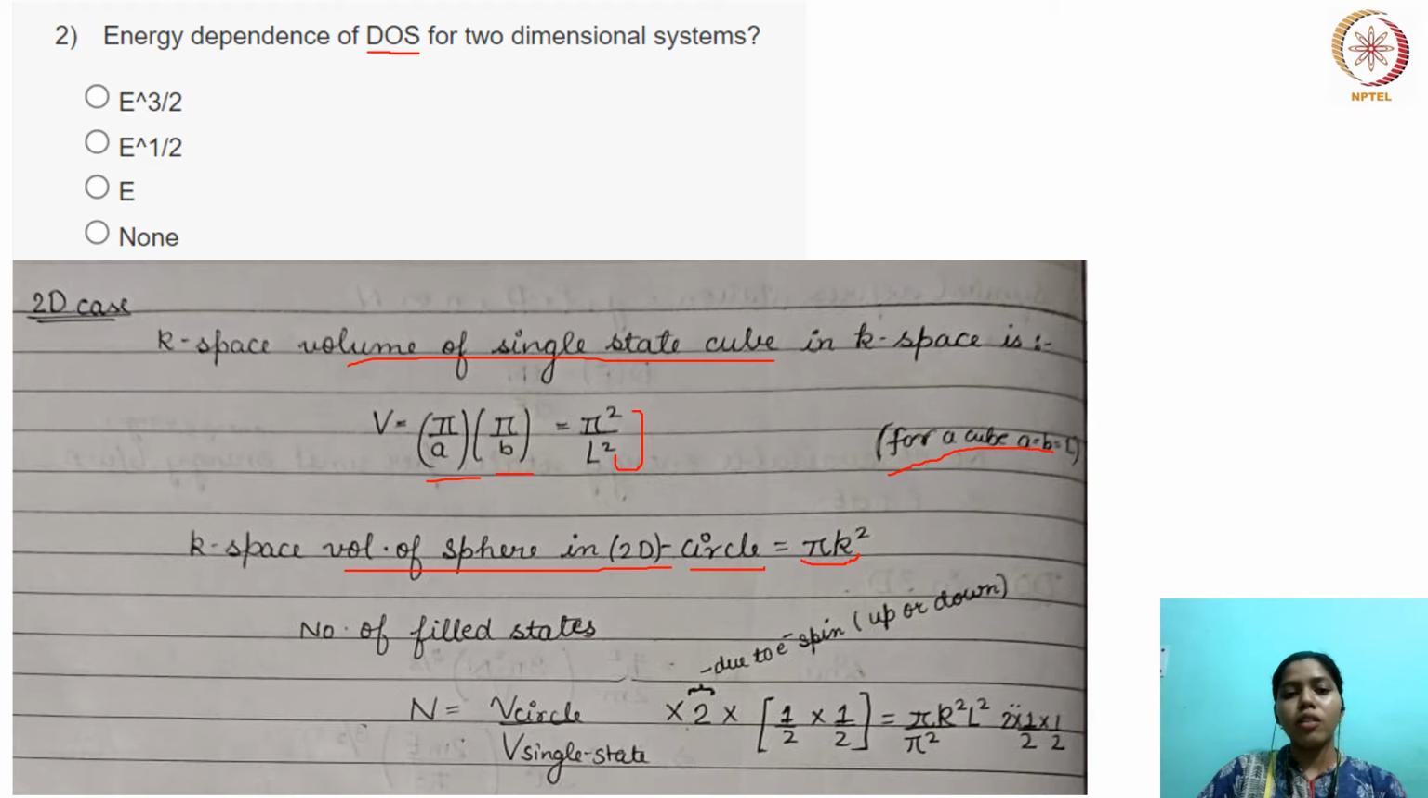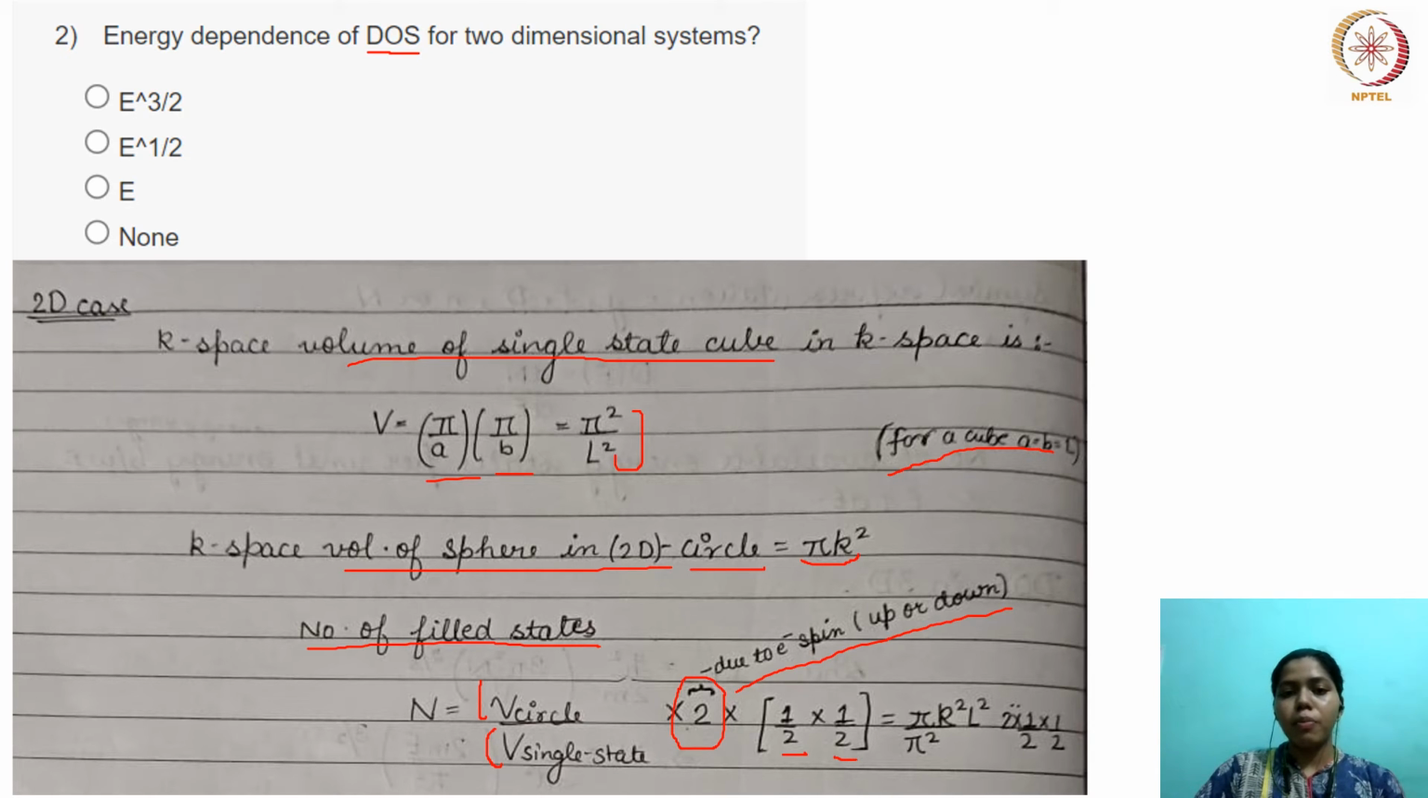Again, to find out the number of filled states, what we will do is divide the volume of the entire circle which is available by the volume of the single state, and we will also multiply it by 2, because since we are talking about electrons, and as we know an electron can have spin up or down, so we have multiplied it by 2. Also to make sure that we are considering only a single electron, not the identical case, we have multiplied 1 by 2 two times, right?